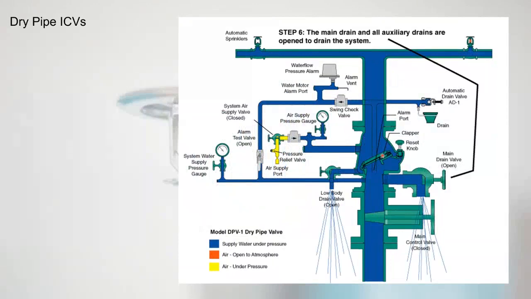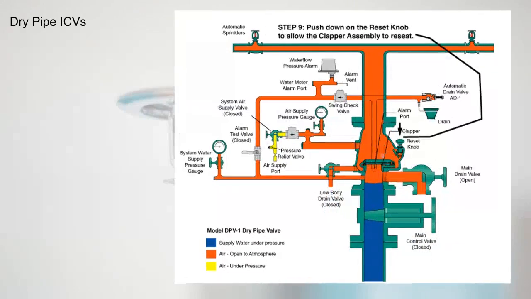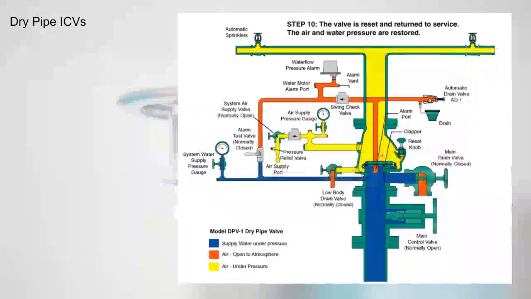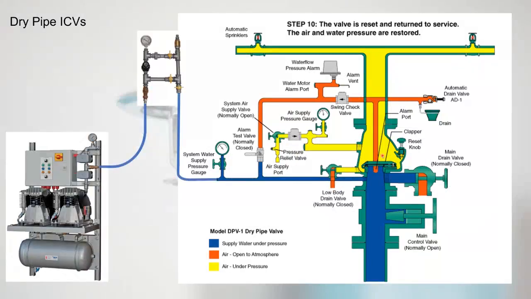And then, when you want to reset it, you basically drain the system, you hit the reset knob, let the clapper set down, you fill it full of air again, and then that's you back online. Okay. It's very like a wet system, it has to expel the air before the system gets water to it. That's your air system.